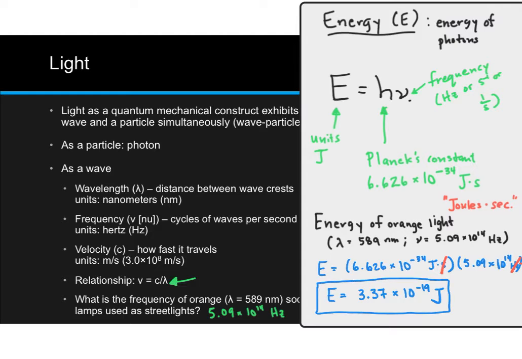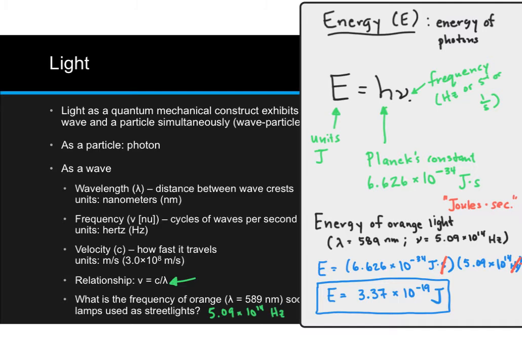This is how much energy a photon with wavelength 589 nanometers packs. And what's more is that when we calculate energies for photons, we should expect to have really small values on the order of 10 to the minus 19 joules.